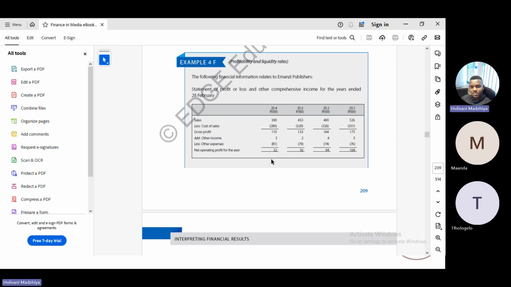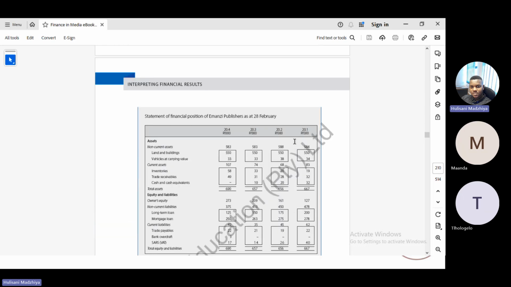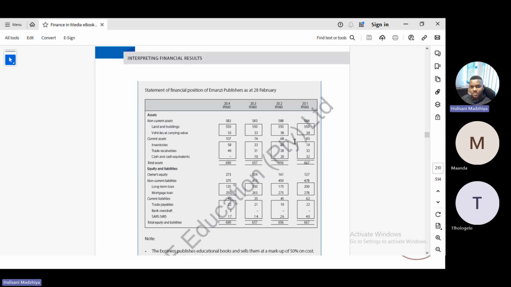So here we've got the following, which is the statement of profit and loss and other comprehensive income, which says sales less cost of sales, gross profit, we have given the value, add other income, less other expenses, net profit for the year are given there below. And as we continue to go down, we're given the statement of financial position, which then has our assets and our non-current assets, current liability, total assets, equity and liabilities, and owner's equity, and non-current liabilities, current liability, total equity and liabilities.